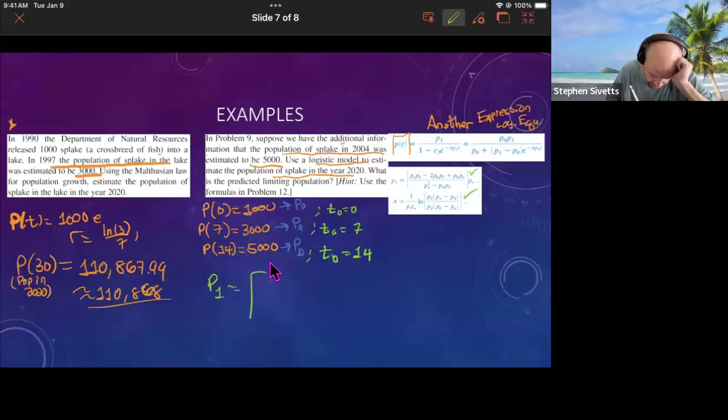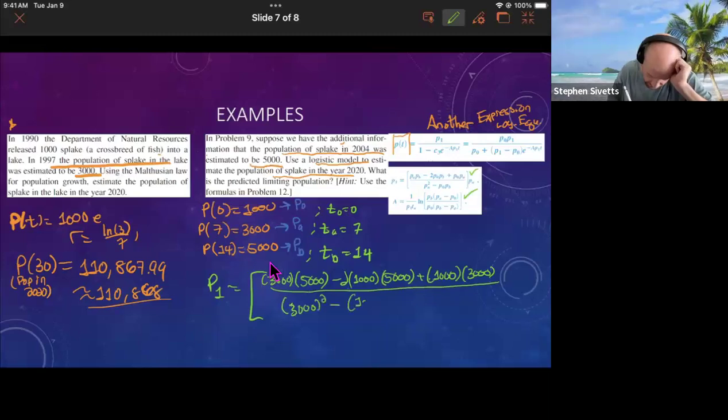So essentially just plug in the numbers, right? So 3,000 times 5,000 minus 2 times 1,000 times 5,000 plus 1,000 times 3,000, over 3,000 squared minus 1,000 times 5,000, times 3,000.